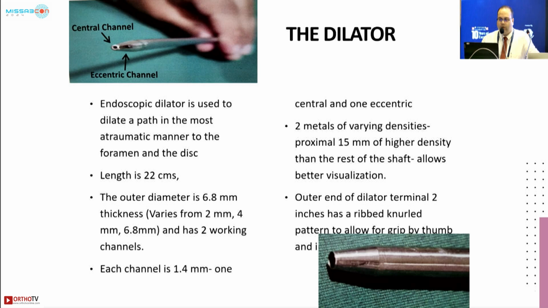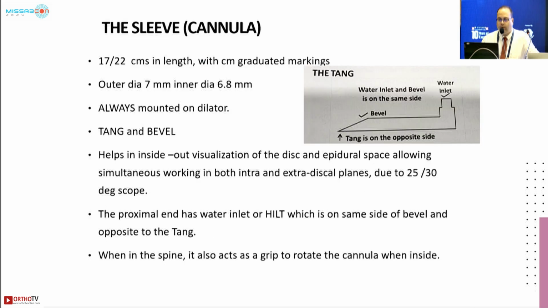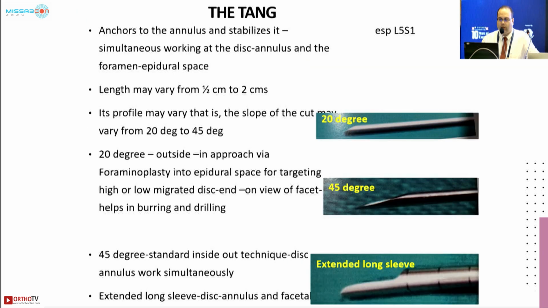We have the central single hole dilator, or we have an eccentric hole in addition to change the guide wire if required. And this is the cannula with the bevel and the tank on one side and the hilt on the other side. We have different types of tanks, either 20 degree or 45 degree or extended long sleeve. The 20 degree is the one which is semicircular and specially used for foraminoplasty work and outside in technique. The 45 degree tank is used for inside disc and annular work, and extended long sleeve and tank is used for disc, annulus and the epidural work.